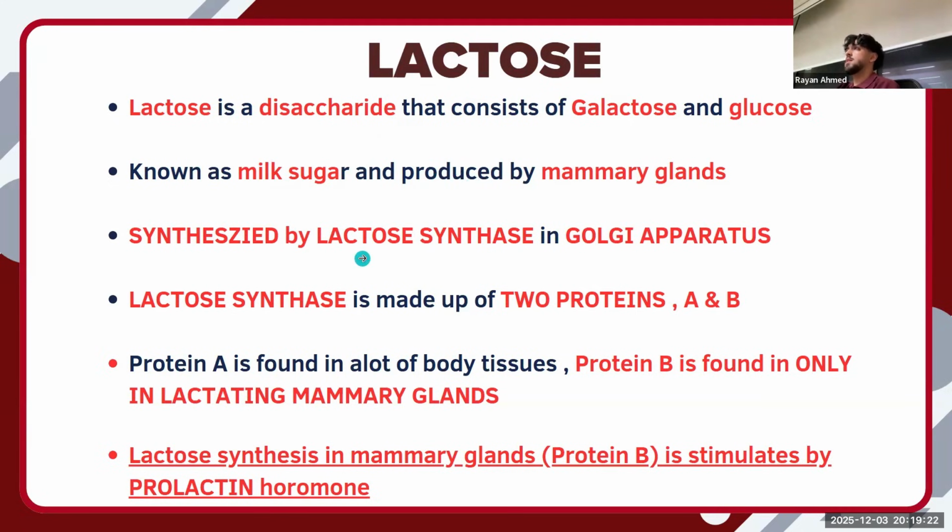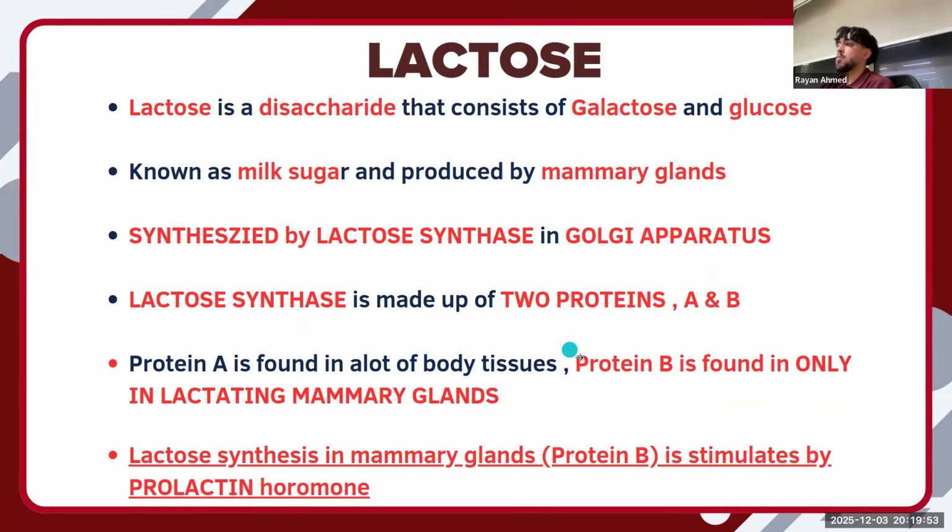Okay. And it is synthesized by lactose synthase in the Golgi apparatus. Please remember this, lactose synthase. This is what it's synthesized by. This enzyme is very, very important. Lactose synthase is made up of two proteins, A and B. Okay, guys, it gets a little confusing here, but please focus. Lactose synthase is made up of two proteins, A and B. Where is it made? In the Golgi apparatus.